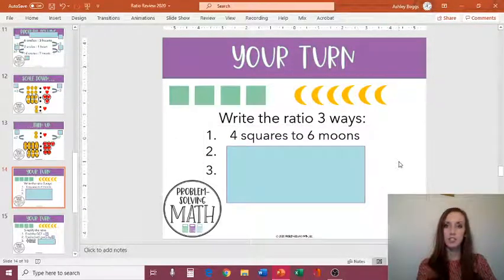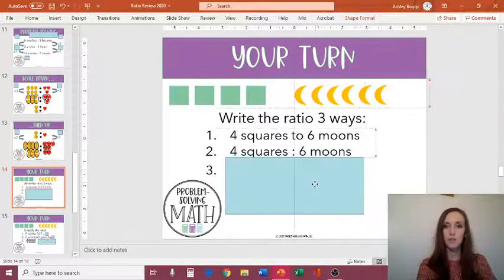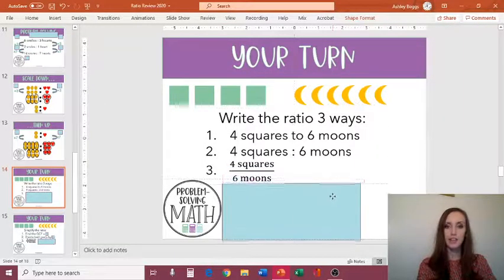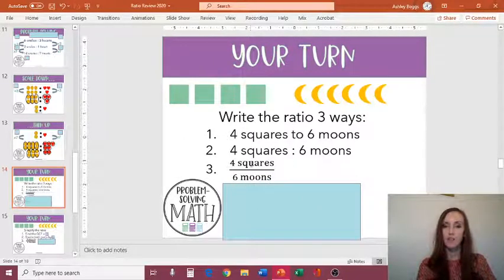4 squares to 6 moons. Great job. Second way is using a colon. 4 squares with a colon to 6 moons. Third way is as a fraction. 4 squares over 6 moons. Did you remember to label your units?